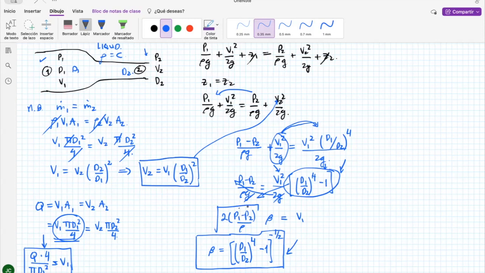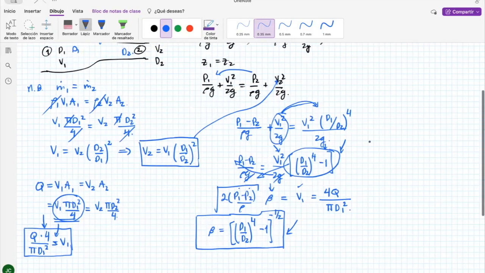Remember, P1 is not dependent on geometry, P2 is not dependent, rho is not dependent. So the only thing that depends on geometry in this case is this beta here. And that's my expression for V1. I still do not want to get V1. I want to get the Q. Therefore, I'm going to write here, so this is 4 times Q divided by pi d1 squared. Okay, so I'm going to pass everything to the other side and I have arrived at my expression.